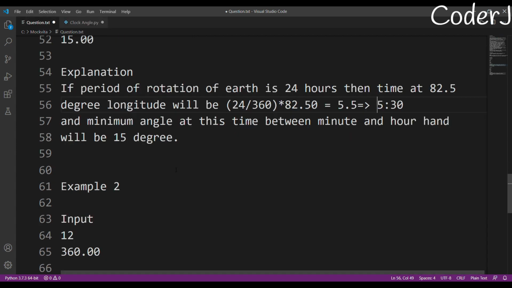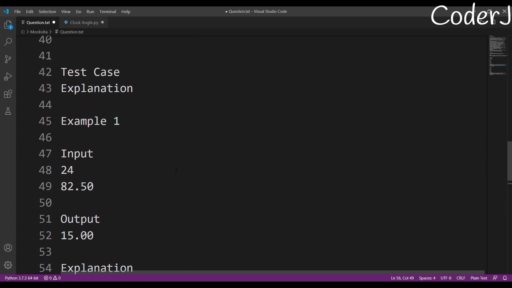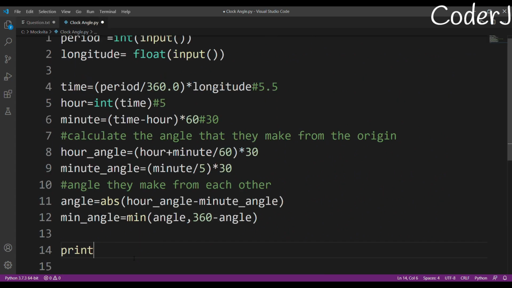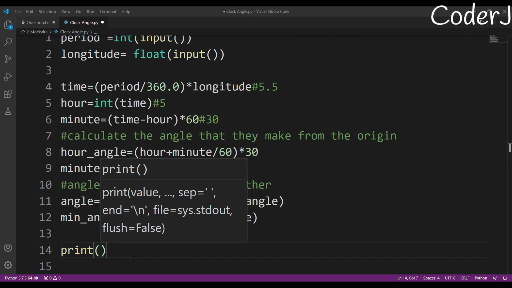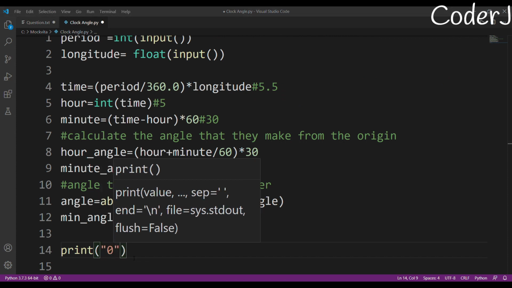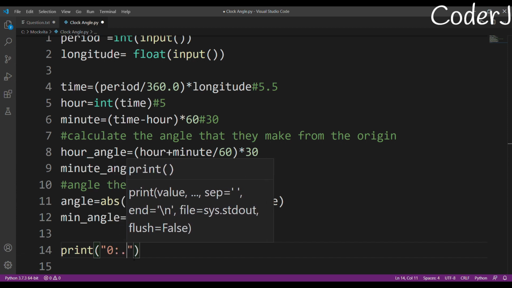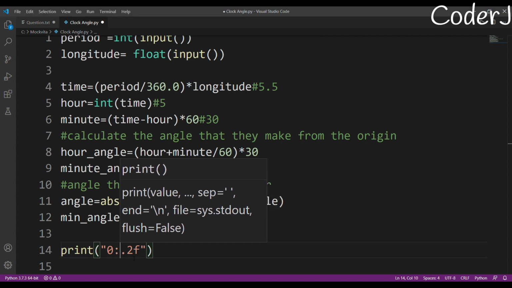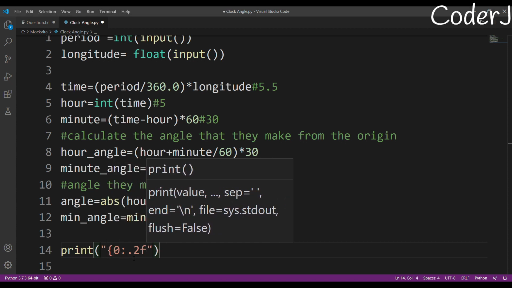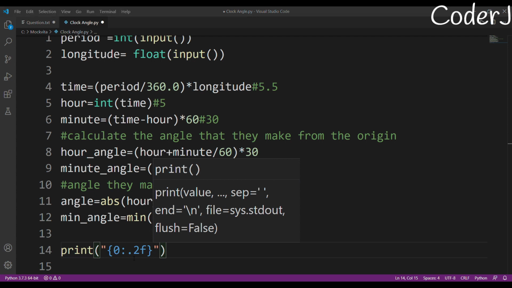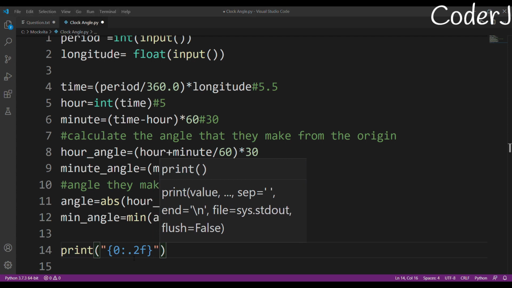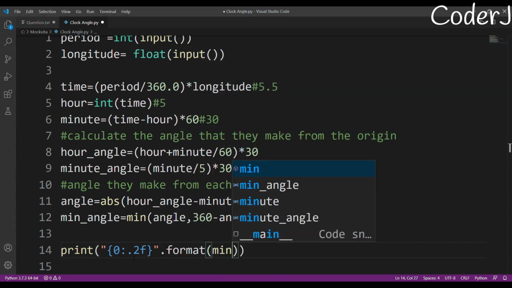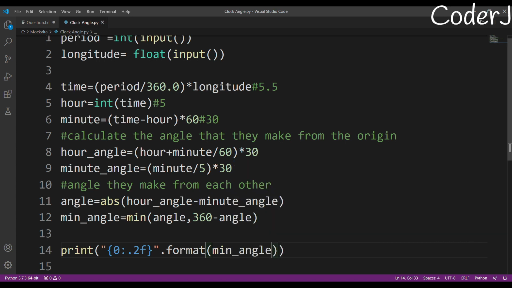And by the way, I think they mentioned something in the output. Okay, smallest angle, and it should be up to two decimal places. So I'll just typecast this to two decimal places. How do you do that in Python? 0.2f. And by the way, if you use C++, there are other formatting options. There's printf. If you are using C++, you again have a printf, and in Java also you have some options, right? I don't remember exactly. So I'll just format my minimum angle, right? And this will be my complete answer.